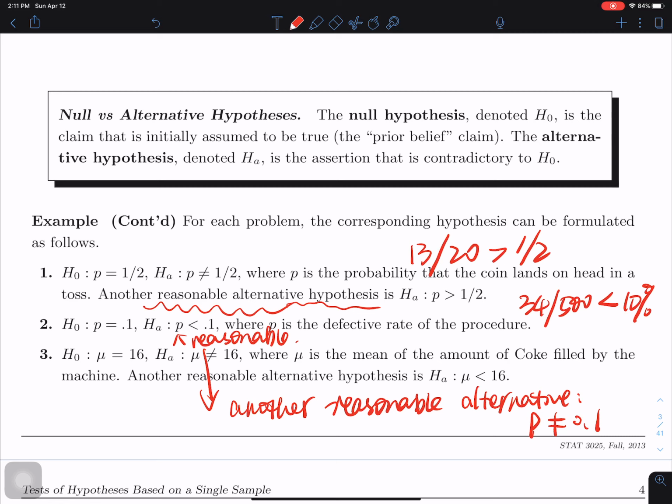And in the third example, we want to test whether the filled amount is 16 ounces or not. And mu is the mean of the amount of Coke filled by the machine. Now, an alternative hypothesis can be mu is not equal to 16. And because our observed value is 15.96, another reasonable alternative hypothesis can be HA: mu less than 16.